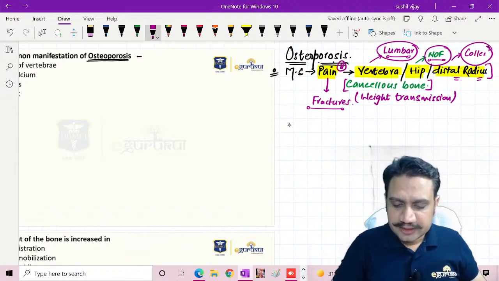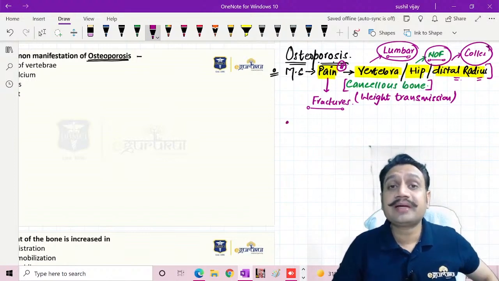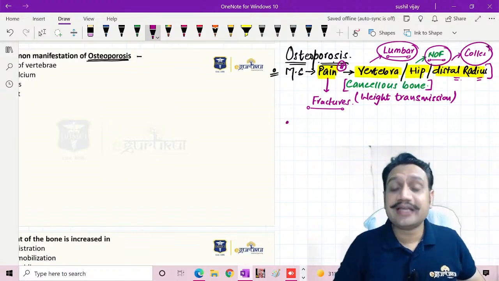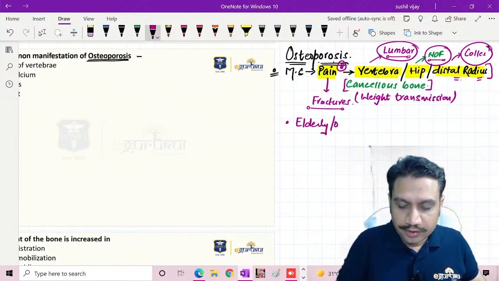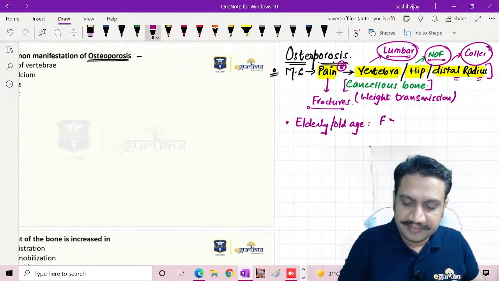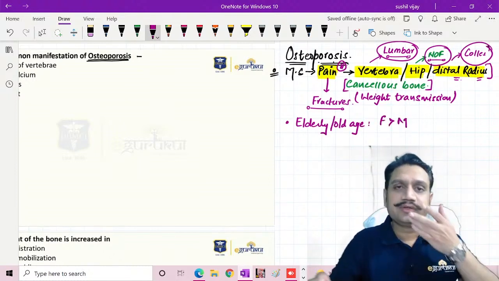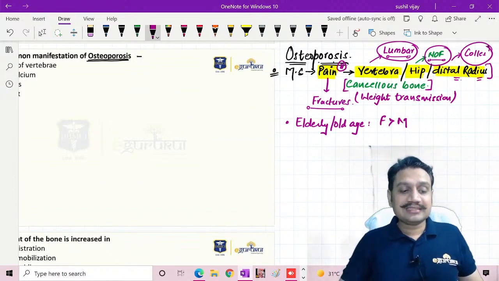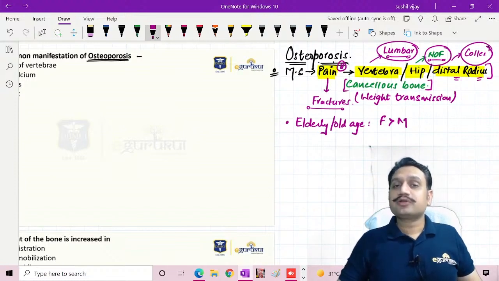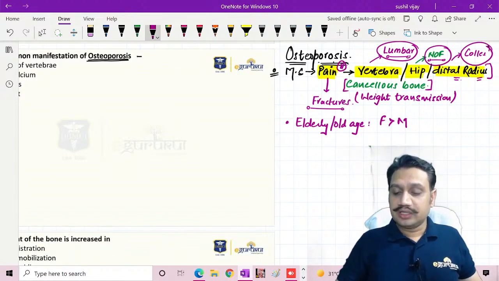Okay, these patients, how will the patient be coming to you? Who are these patients? What is the age of these patients? These are usually elderly, or you can say old age patients. This is more commonly seen in females as compared to males. As I explained, the reason is postmenopausal status, right? So most of the females after menopause start developing osteoporosis, and therefore they will have pain.